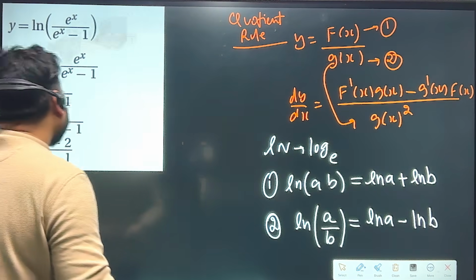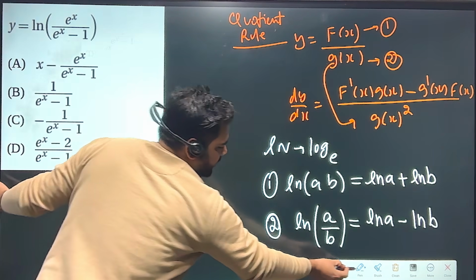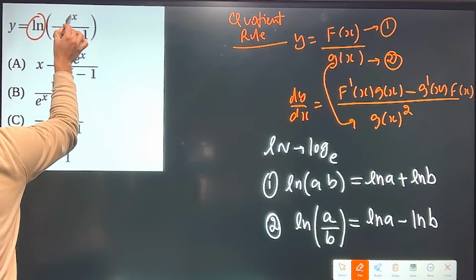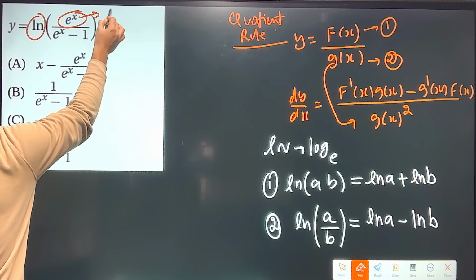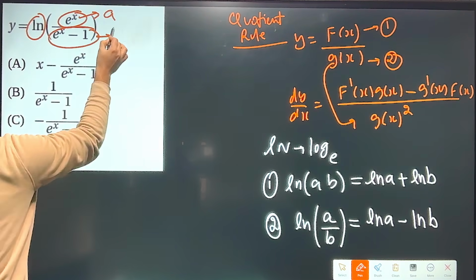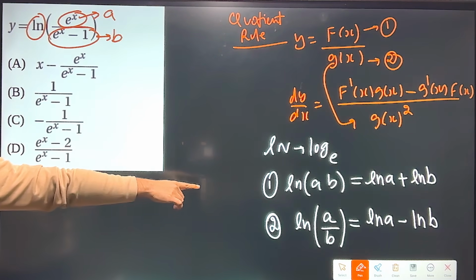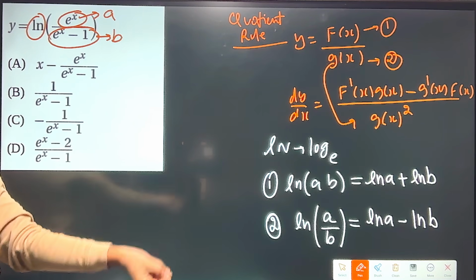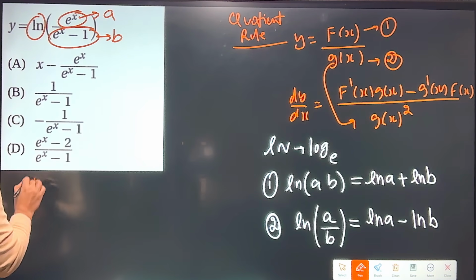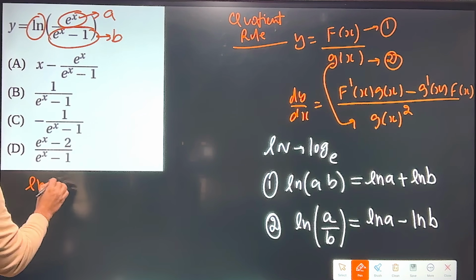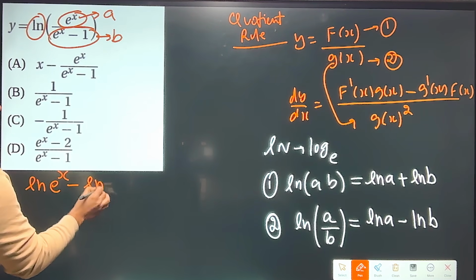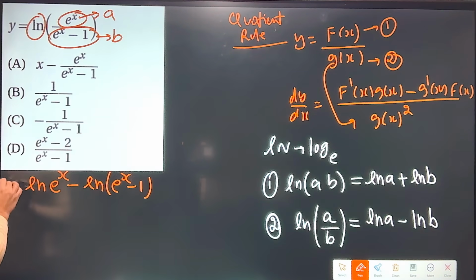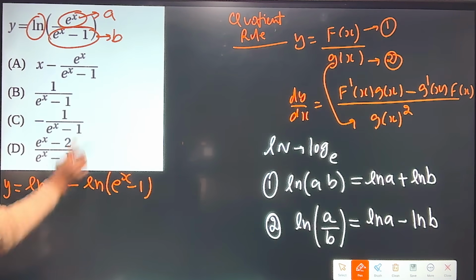So similarly here in this question, you can say that we have two functions inside the ln; this is the a part and this is the b part. So first of all, we will apply the second ln property, ln a by b. What is ln a by b? Ln a minus ln b. So apply this property here. It will be ln a, which is e power x, minus ln b. What is b? b is e power x minus 1. Okay, so we can solve the question up to here by using that property.